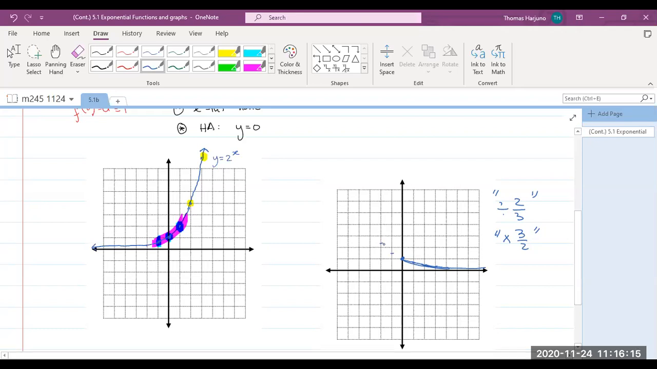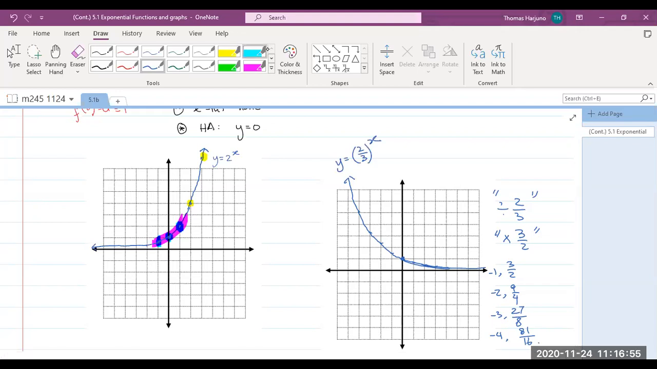So 3/2, 9/4, 27/8, right? So when x equals -1 it is 3/2, -2 is 9/4, -3 is 27/8, and x equals -4 will be 81/16. That's approximately 5. So the graph will be approximately like this. This is y equals (2/3) to the x.